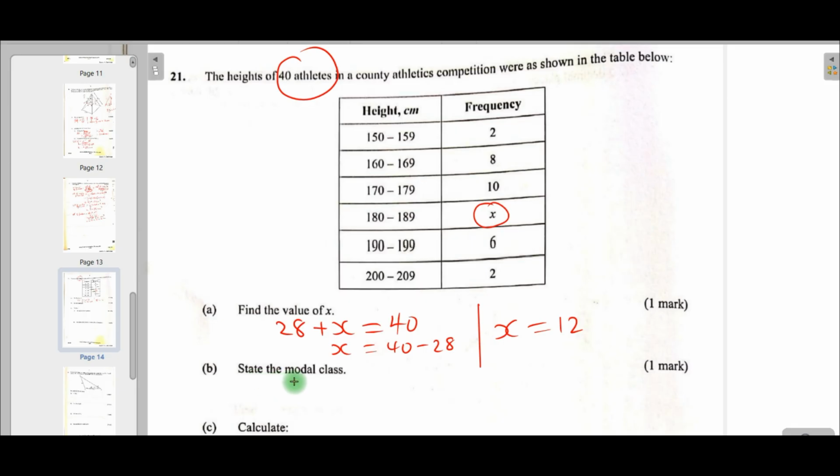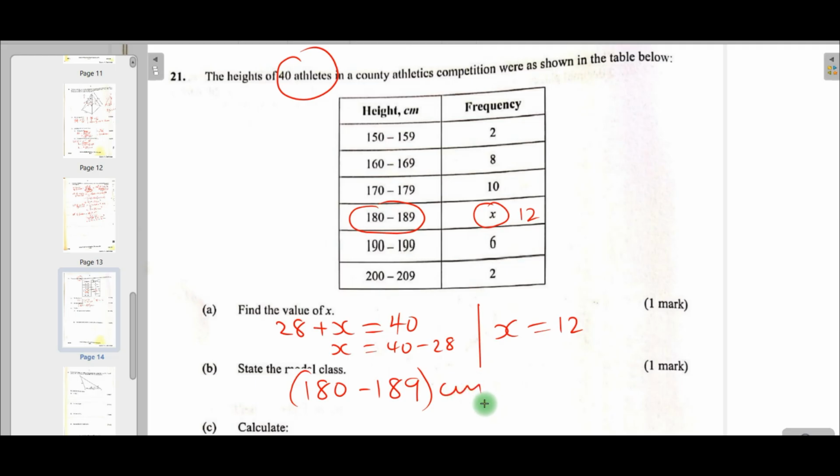Then we are required to state the modal class. The modal class is the one with the highest frequency, and therefore here x is 12, and among the others, 12 is the highest. So the modal class is 180 to 189. It is in centimeter.